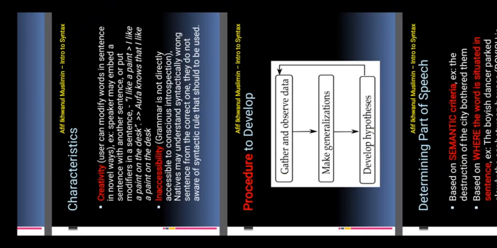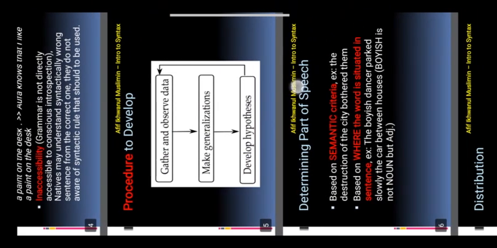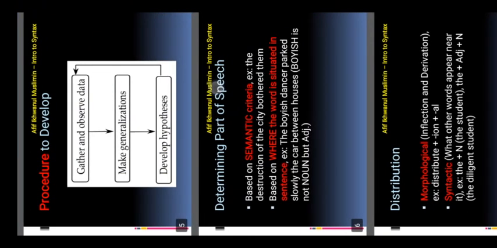Then after they make a generalization, they develop a hypothesis. The hypothesis of the English clause is that a sentence or a clause consists of a noun phrase and a verb phrase. When their hypothesis is correct, they will continue to develop further discussions on the same hypothesis. But when the hypothesis is not correct, they will review it and make a new hypothesis.